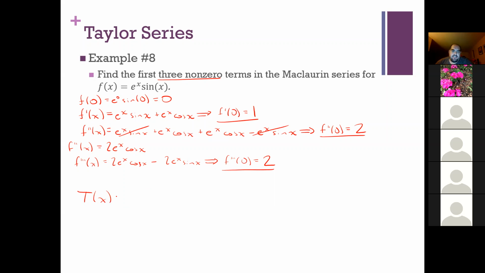So what are those terms going to be? Let's go ahead and finish them, because those 3 terms are going to involve those values of 1, 2, and 2, but it's not going to be exactly equal to that. So tell me how to finish this thing up.